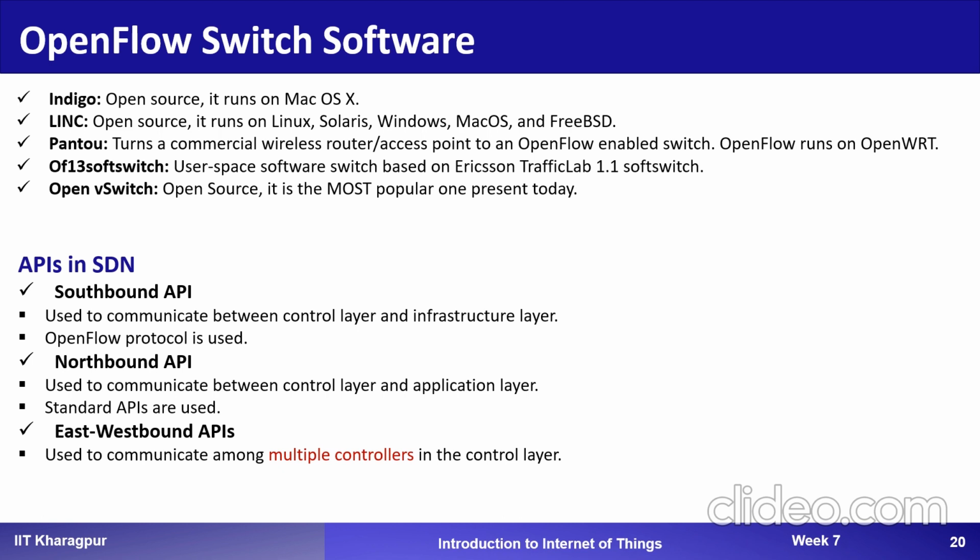And the next type of API is your east-westbound API. It is used to make the communication possible between different controllers in the control layer. There might be a case that there is not only a single controller controlling the entire network. There might be 2 controllers, 3 controllers, depending upon the need or the network architecture which you are using. So the APIs used for communication between 2 different controllers are called east-westbound APIs.